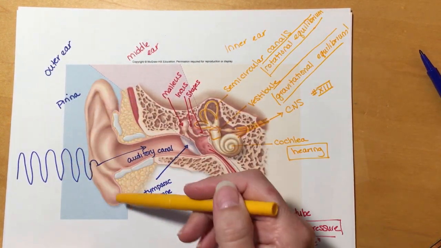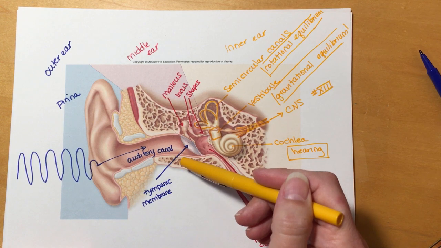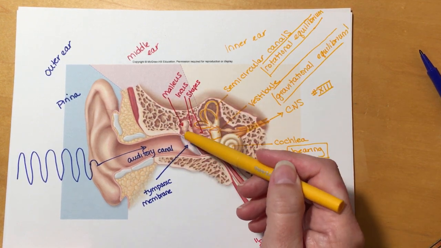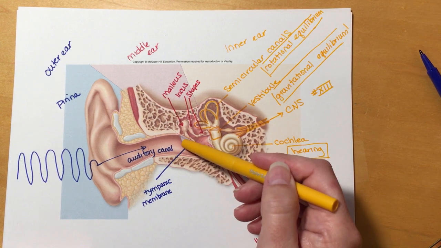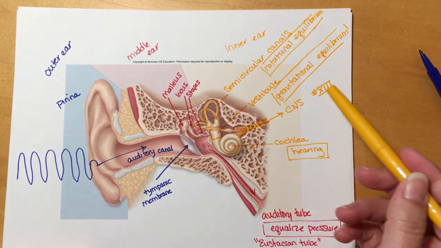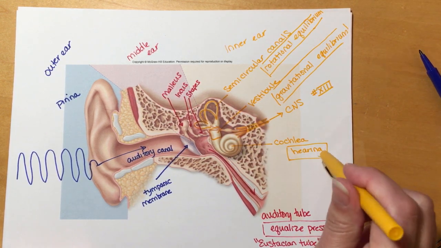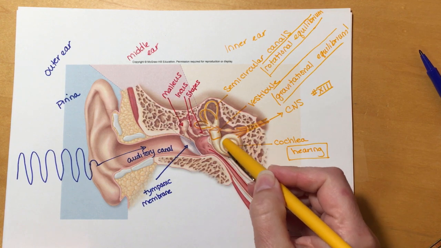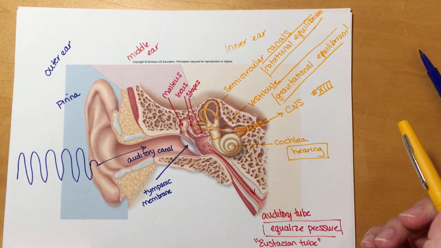The outer ear's function is to funnel sound waves into the middle ear. The middle ear's function is to transform those sound waves into mechanical energy and transfer them to the inner ear. And the structure of hearing is the cochlea. You can see it's got this sort of snail-like swirl going on.